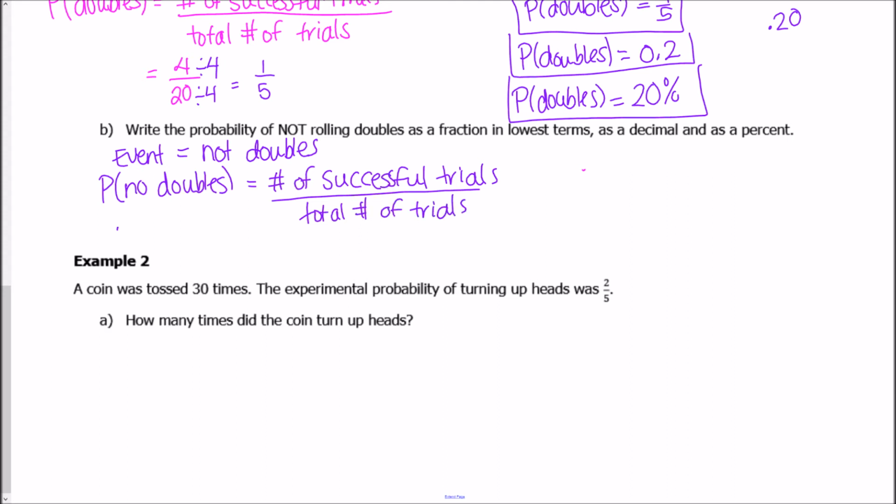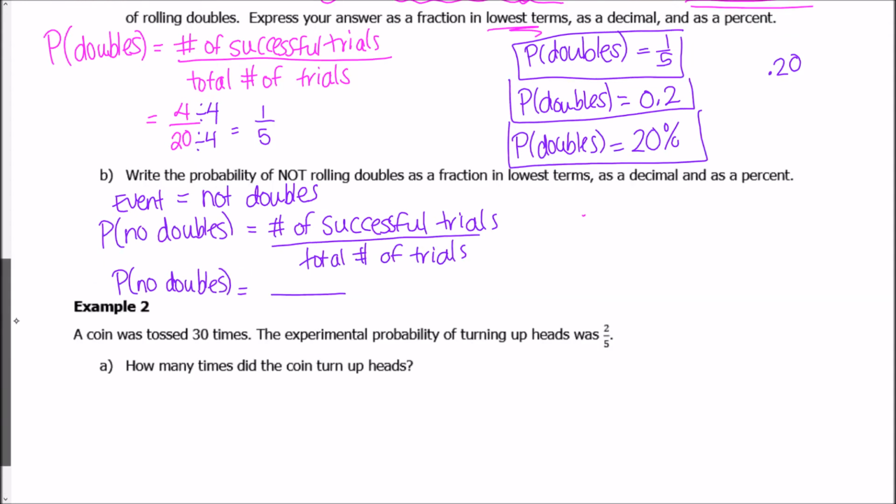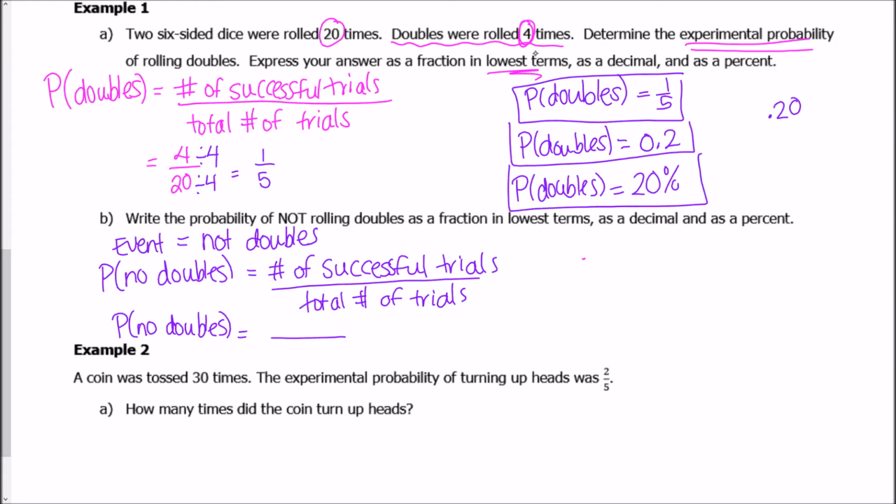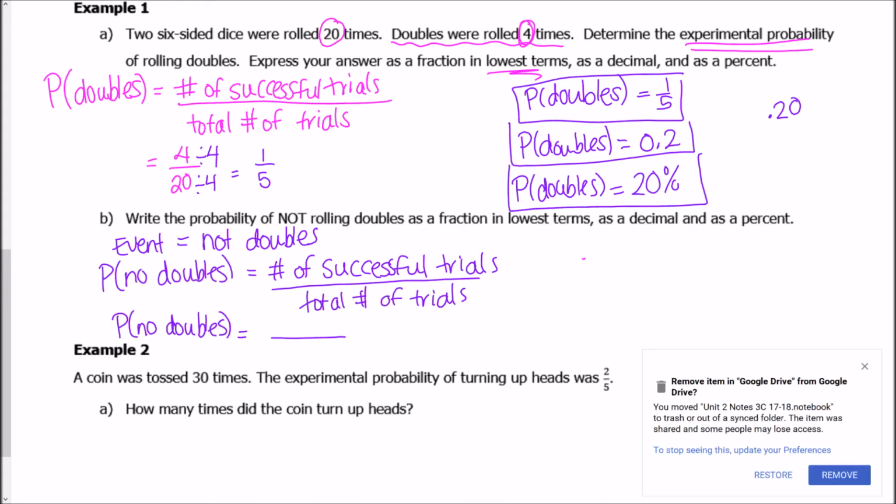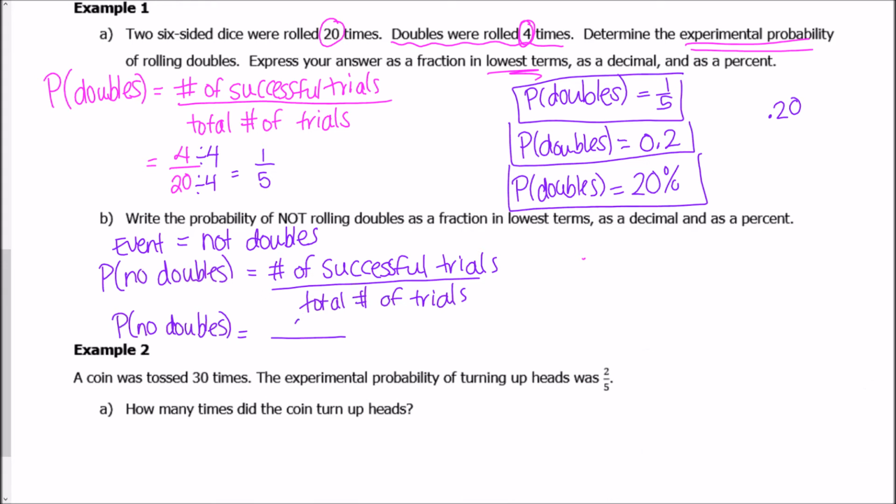Well, this time, the probability of getting no doubles is going to be equal to, if there were 20 trials and 4 were successful, 4 were doubles, then 16 of them were not doubles. So we're going to say this is 16 right here, and it's out of the total number of trials, which is still 20. Now I'm going to see, can I divide them both by the same number? They're both divisible by the number 4 again, so I'm going to divide both by 4 to get it in simplest terms. So this right here is going to end up being 4 out of 5.